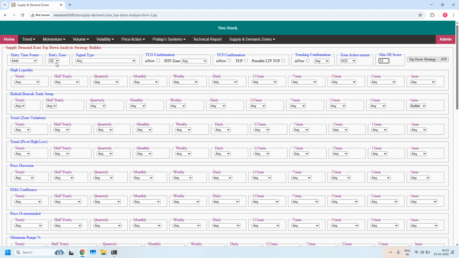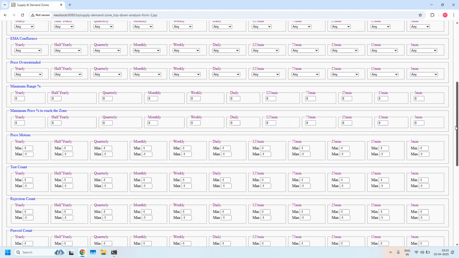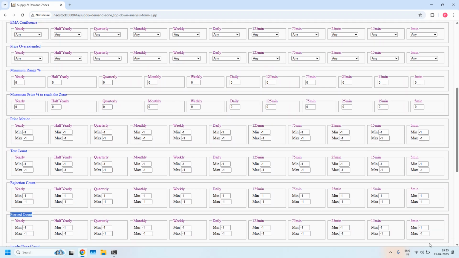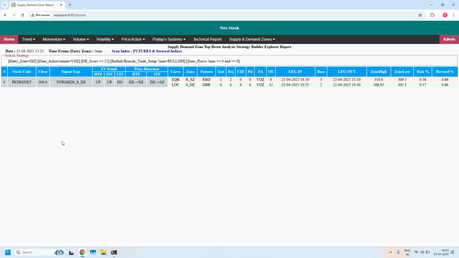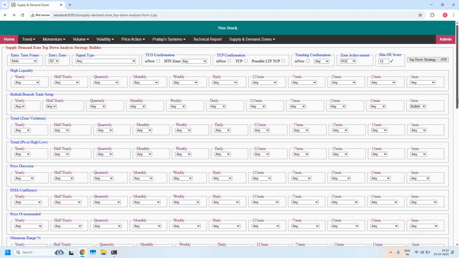And also this 5 minutes demand zone should not be pierced. So in the pierced count parameter, at 5 minutes entry time frame, minimum value I am setting 0. Maximum value 0. That means 5 minutes demand zone should not be pierced. So with this we got only 1 stock. Bullish trade setup for daily income trade we have only 1 stock. Let us check if this stock is having confluence with 5 minutes with 15 minutes demand zone confluence.